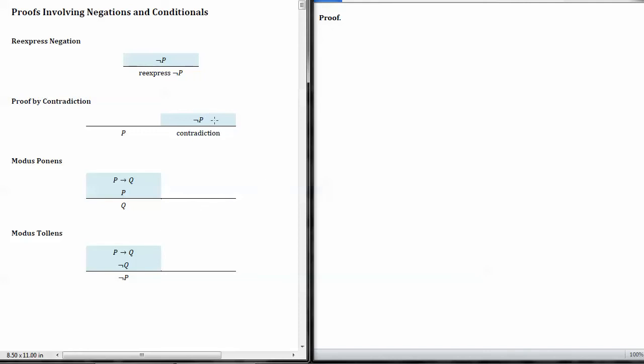When we want to prove a statement of the form negation of P, then proof by contradiction can be a good idea to try. The way it works is you take P as a given and then try to somehow derive a contradiction from that. If P being true leads to a contradiction, then we know that in fact P is not true. So negation of P is true.